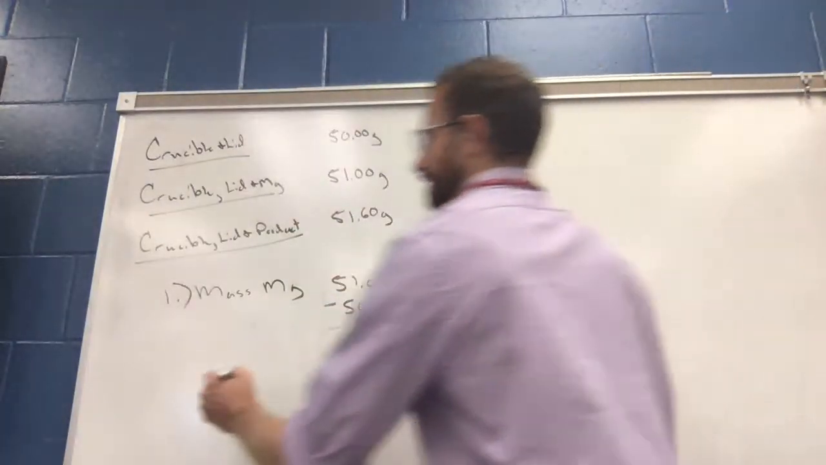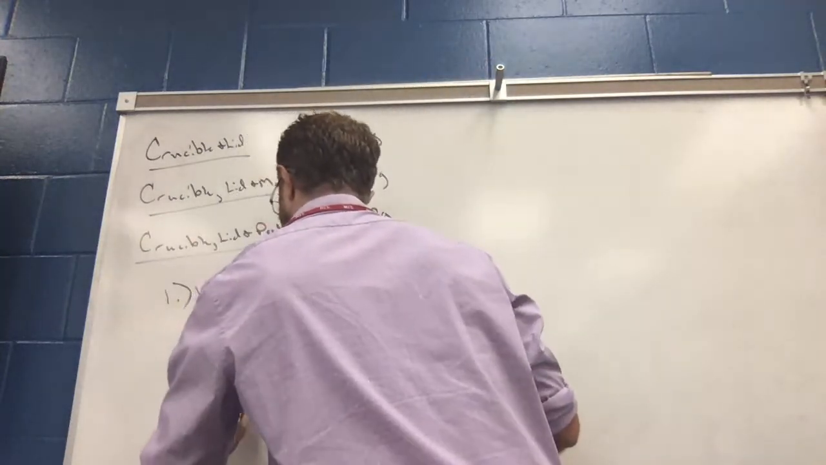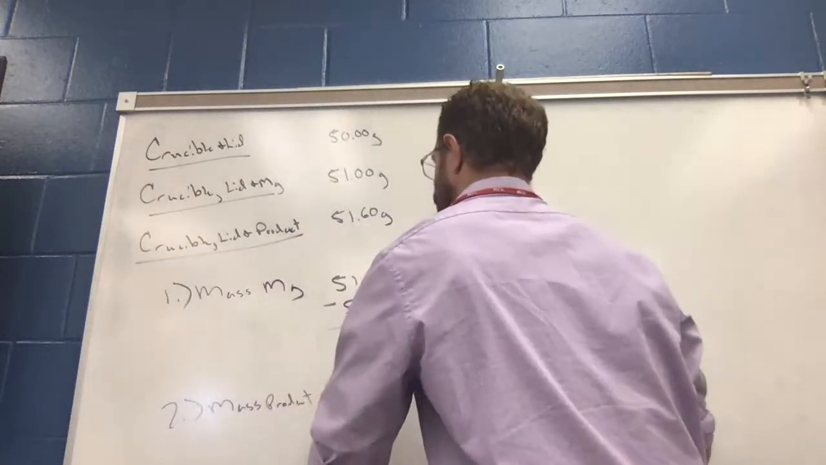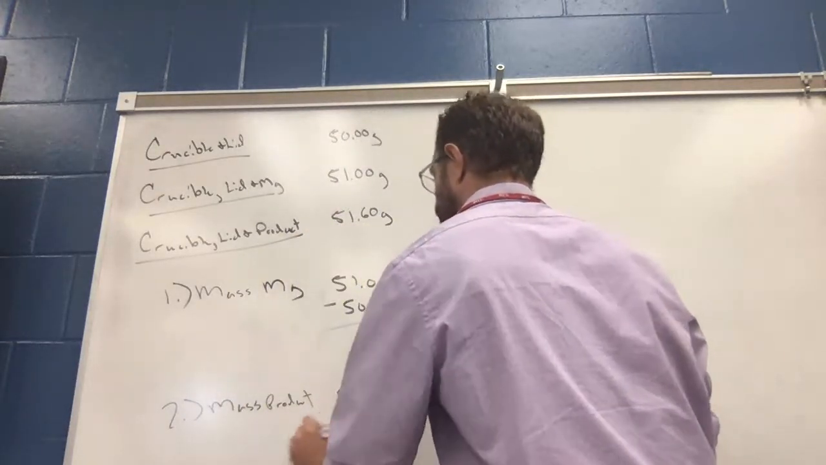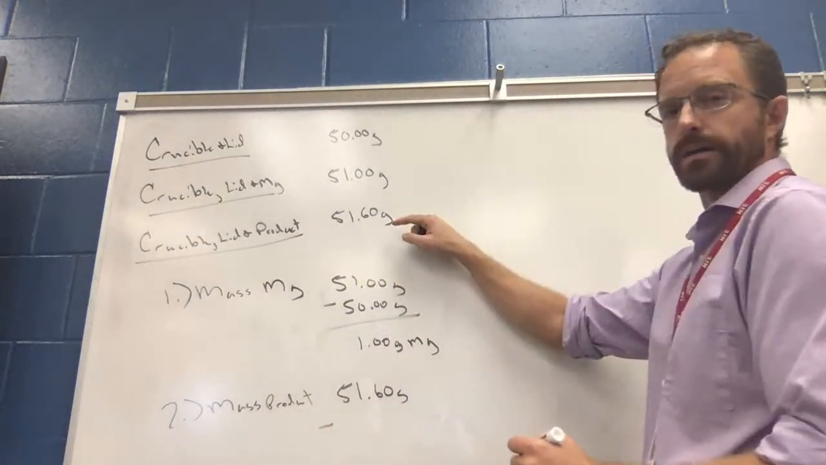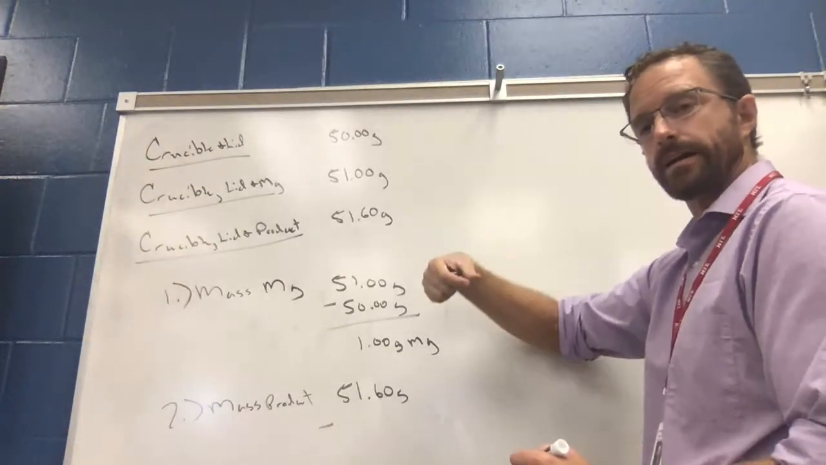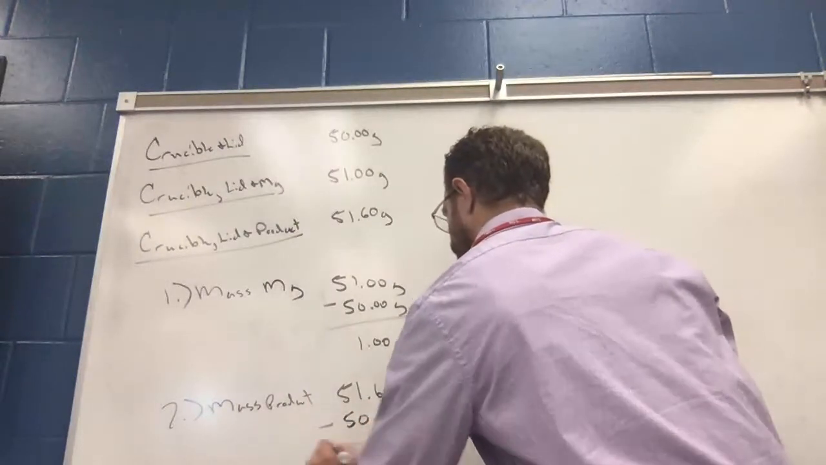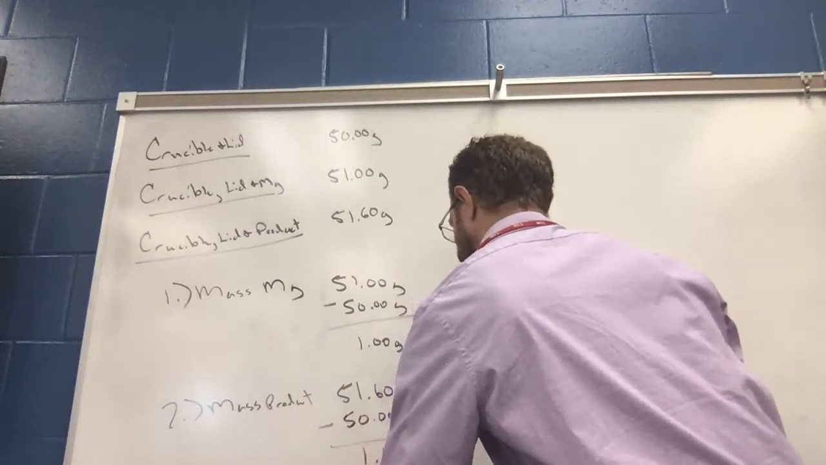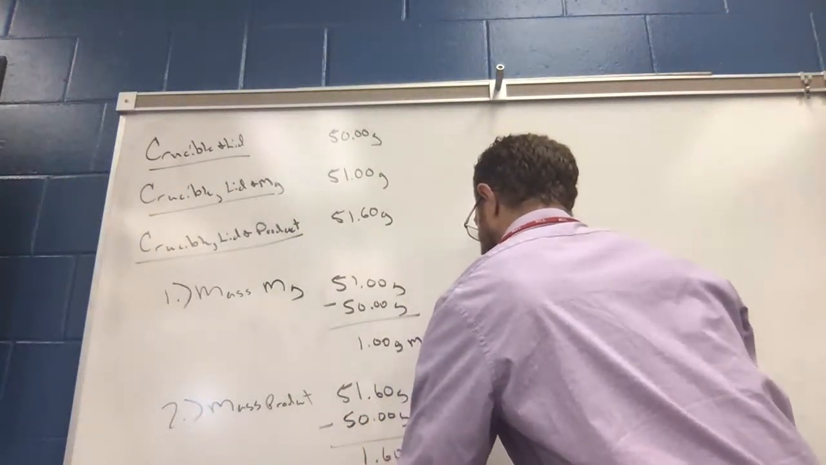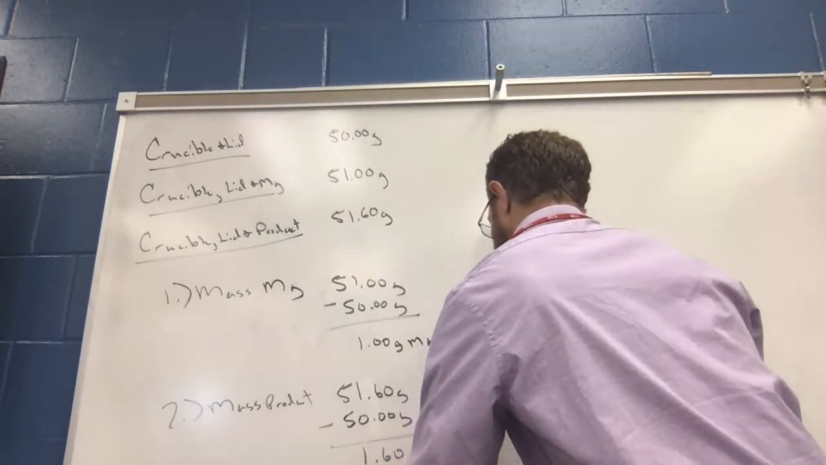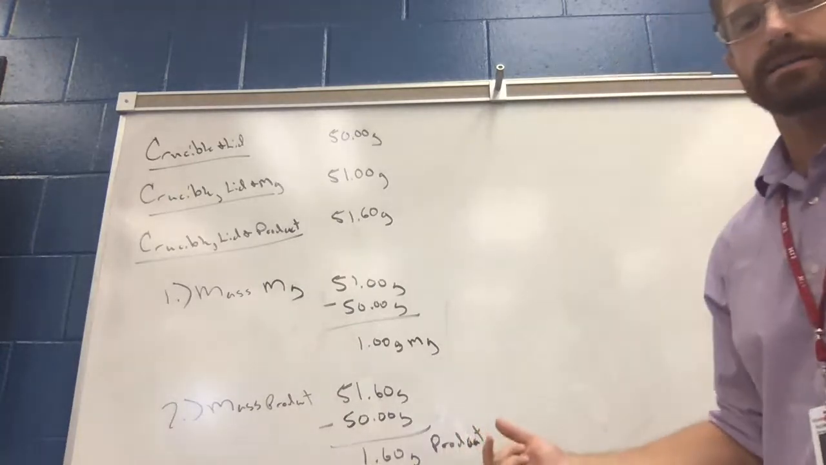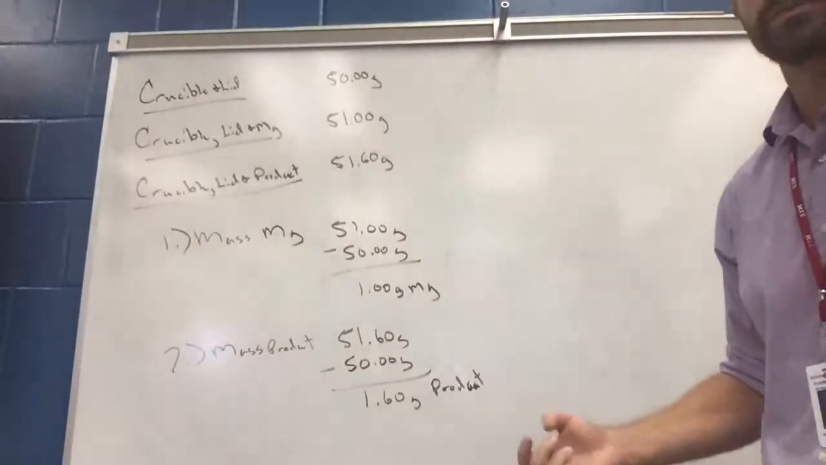Right? Same thing for the mass of my final product. Would be the 51.6 grams. Now I want the whole product. So some of that is magnesium and some of that is added oxygen. So I would subtract off the 50 grams again. And that's going to give me 1.6 grams of product, which is magnesium oxide, right? And we're trying to figure out what the formula for that is.